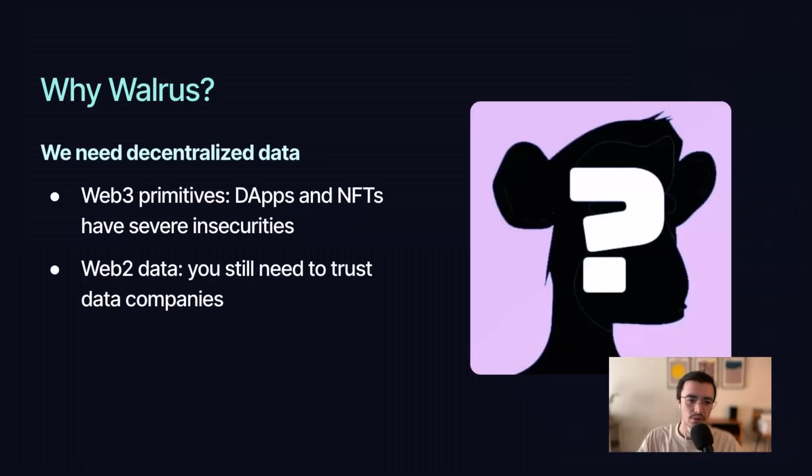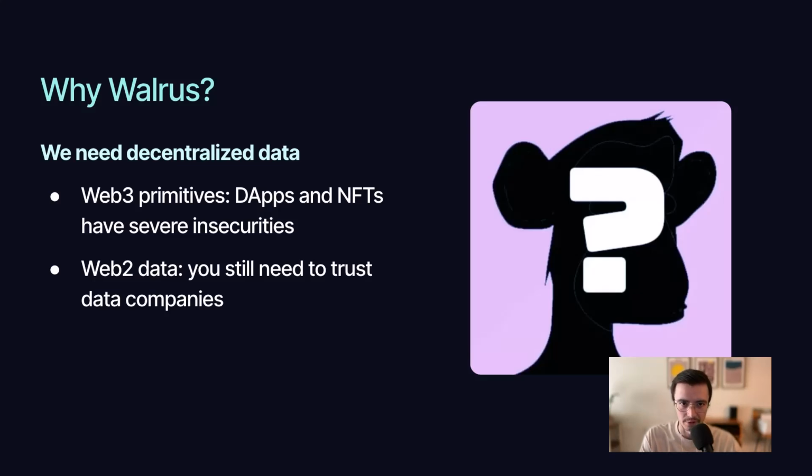So blockchains have helped us decentralize the internet, but there are still a lot of issues we see today with the way we interact with each other and with apps on the internet. We have these really powerful Web3 primitives such as decentralized apps and NFTs, but all of these primitives have one really severe insecurity, and it's that they typically rely heavily on centralized data.